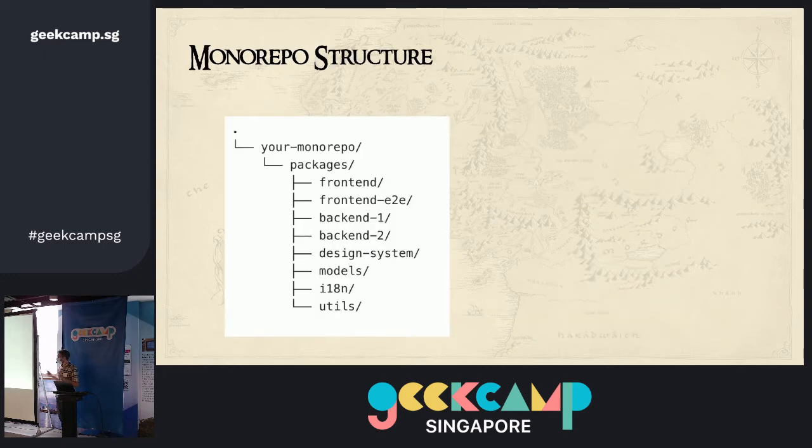So to avoid all of these multiple repositories, we can decide to actually handle everything inside one repository. So here it would be called your monorepo. And then inside this monorepo, we can have multiple packages. So you can have your front-end code, your front-end end-to-end test suite. You can have multiple backends, or maybe your backend for front-end, the design system, your models, the internationalization library, some utils folder where you can stuff everything you don't want to know about.